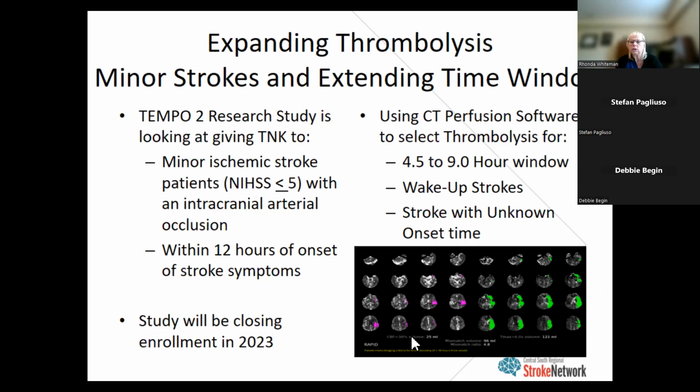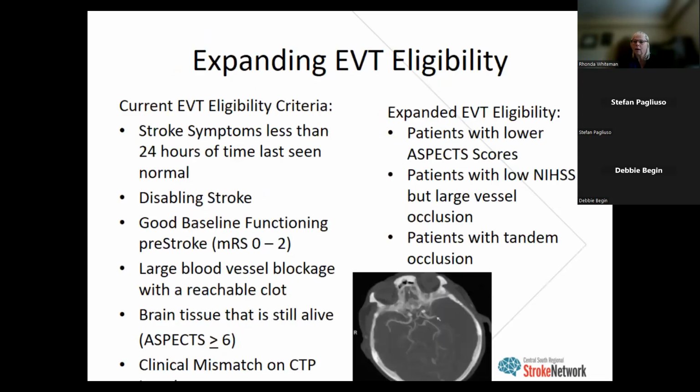What our perfusion software does, using artificial intelligence, is show here the pink area, which is the area of the brain that's dead, and the green area, which is the area of brain that's salvageable. So it really allows us to time the brain to determine if there's salvageable brain. And so research is ongoing. You may see different imaging modalities, different types of patients, and different onsets of last known well receiving thrombolysis if the evidence is positive.